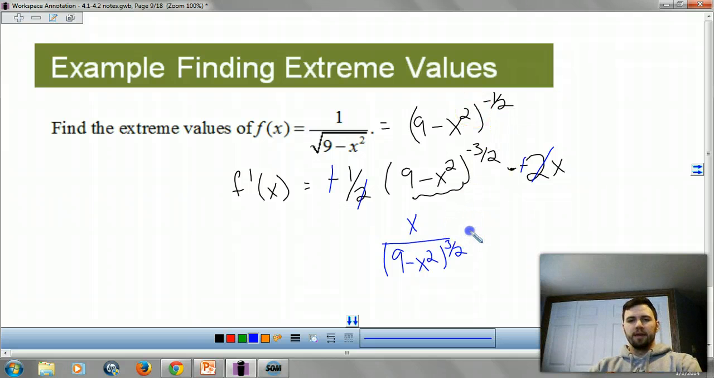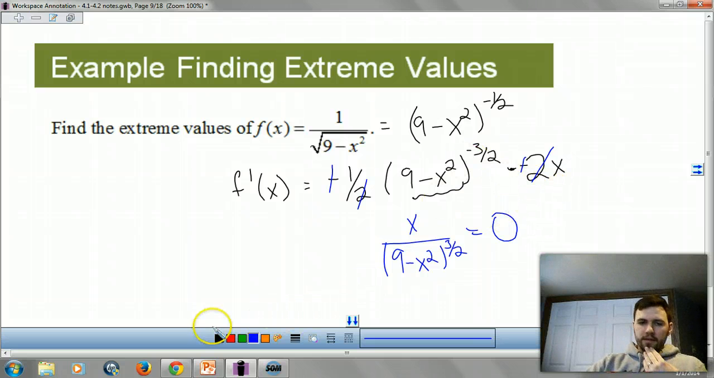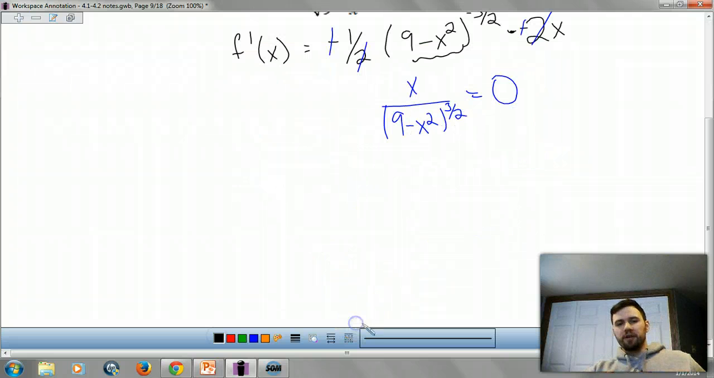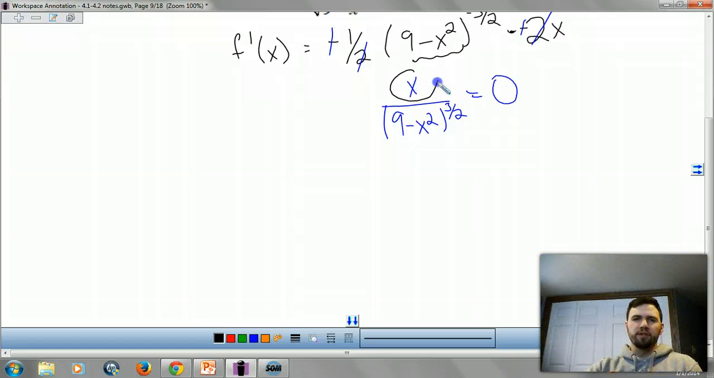Okay? And so I set that equal to 0. Right? Well, when will this function equal 0? Remember, if you have something equal 0, you can just look at the top. X equals 0 is a critical point.